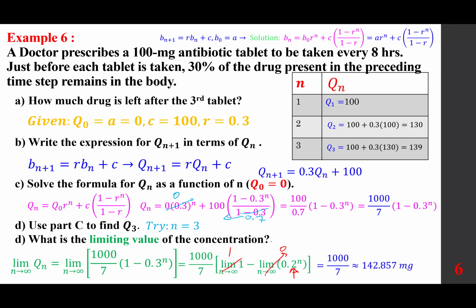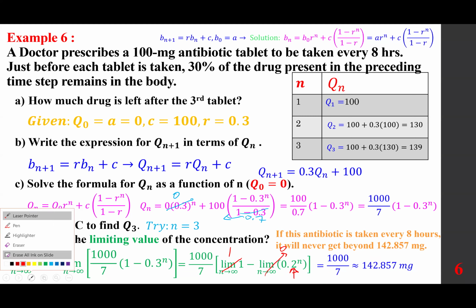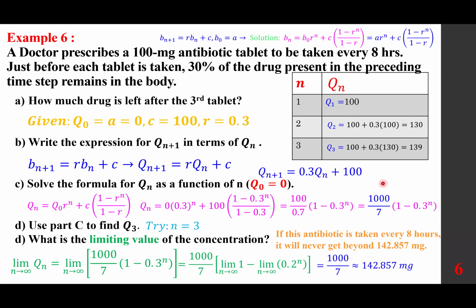We get 1,000 over 7, which is 142.857 milligrams. What does this mean? If this antibiotic is taken every 8 hours, it will never get beyond this much, 142.857 milligrams, that they have found to be safe for the patient. That's the idea.